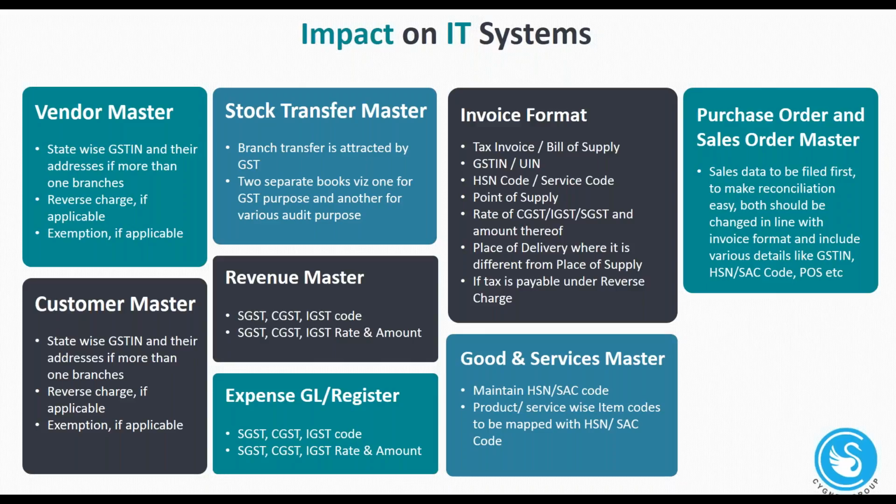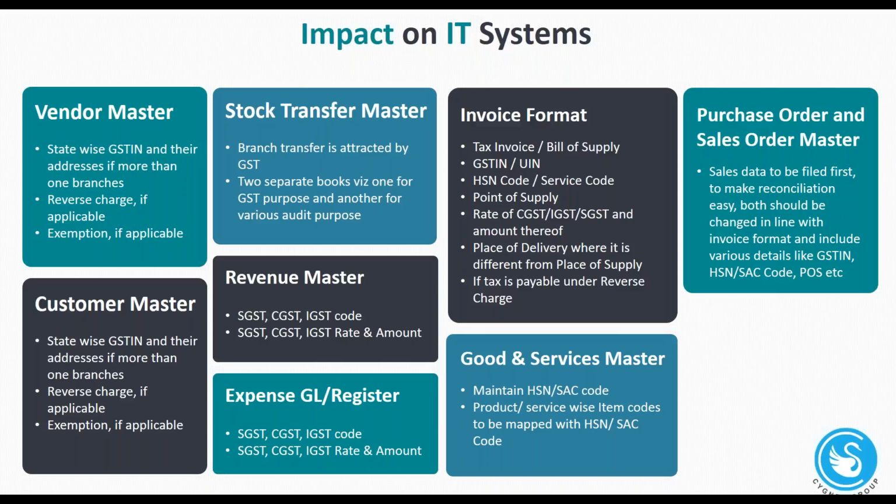And these are certain masters on which we will have to give time, do the analysis, and make them compliant as per the requirements of GST. Vendor master: state-wise GSTN and their address if more than one branch. Reverse charge if applicable, exemption if applicable. So if any vendor has multiple branches in multiple states, then he will have to register himself in each of those states, and you will have to take the addresses of those states and maintain the vendor master.